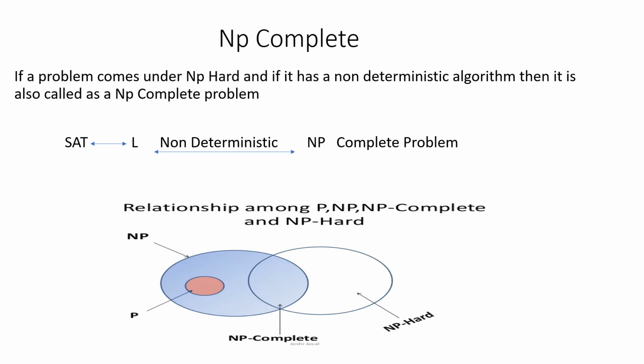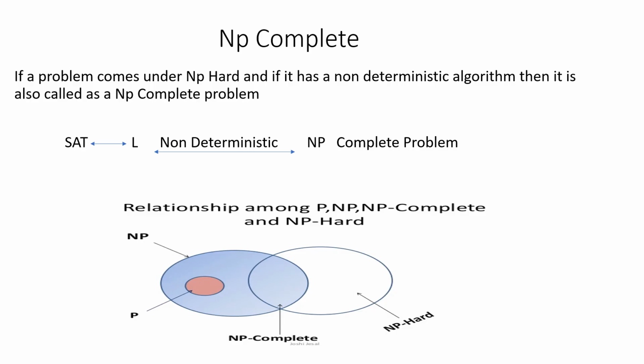Okay. So till now we have seen what NP-hard is, and in this slide we'll see what NP-complete is. If the satisfiability problem is itself an NP-hard problem, and it is getting converted to another exponential based problem, consider here L is an exponential based problem, and if that problem L has a non-deterministic algorithm, then it is called an NP-complete problem.